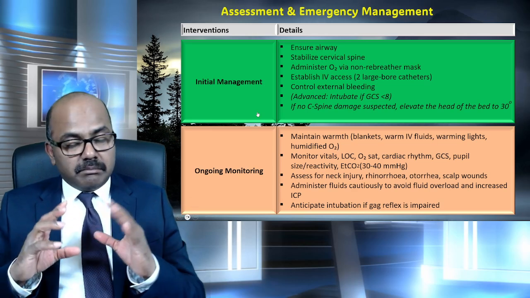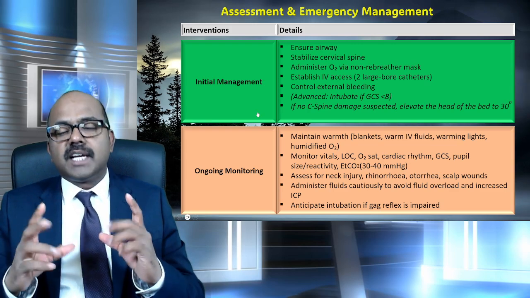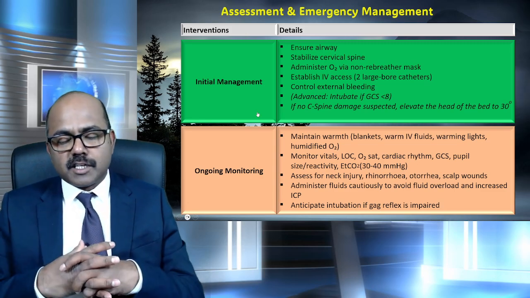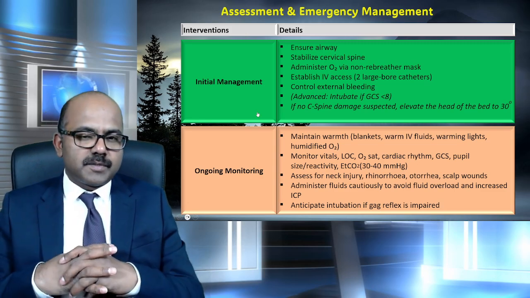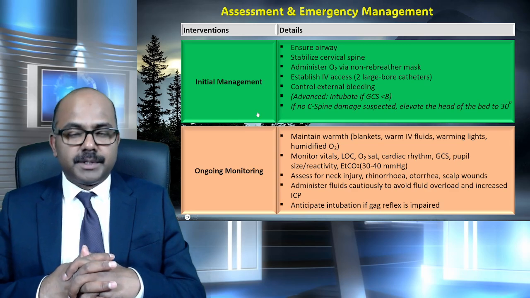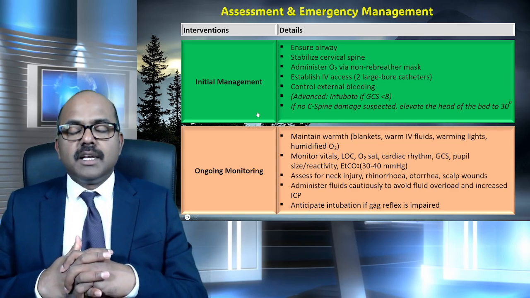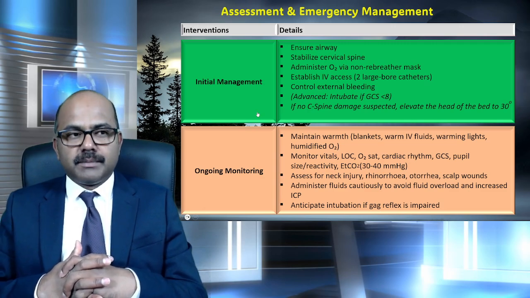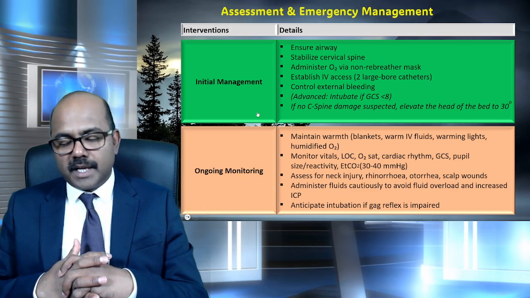Look, if there is a head injury, there is always a chance that the cervical spine may have an injury. If you suspect a cervical spine injury, always immobilize the spine and take spinal precautions when you assess the patient and when you manage the patient. So if you need to turn the patient, always do log rolling. That is extremely important to prevent further spinal damage.